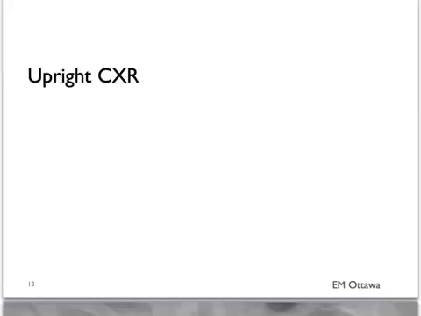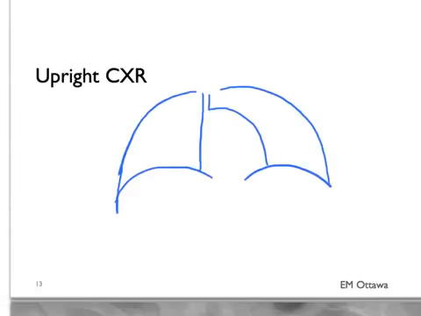On the upright chest X-ray, we will look for any air under the diaphragm that suggests a perforation. So in this schematic, these two curved structures are diaphragms, and you want to look for free air underneath that on the upright chest X-ray.